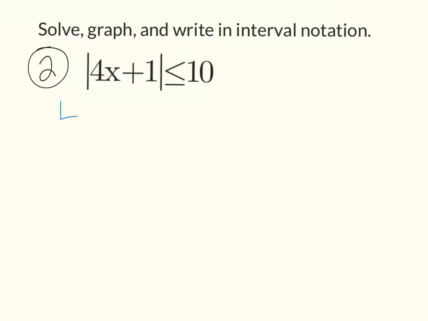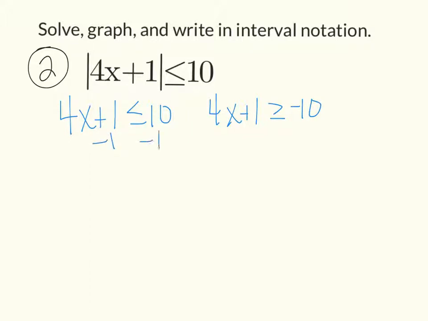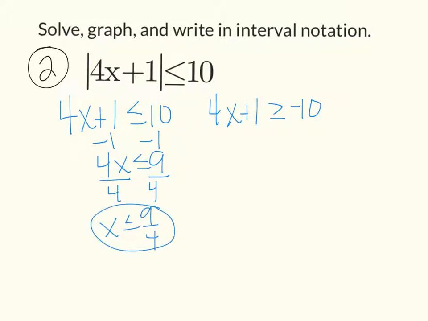All right, so we're going to split them up. We have 4x + 1 is less than or equal to 10, and then we have 4x + 1 is greater than or equal to -10. Remember, change it to a negative and flip your inequality. So let's go ahead and solve. I have 4x is less than or equal to 9, divide by 4, and x is less than or equal to 9/4. So there's one answer. Now on this one, with the negative, I have 4x is greater than or equal to -11. Divide by 4.